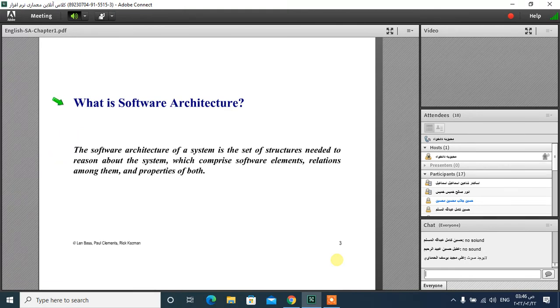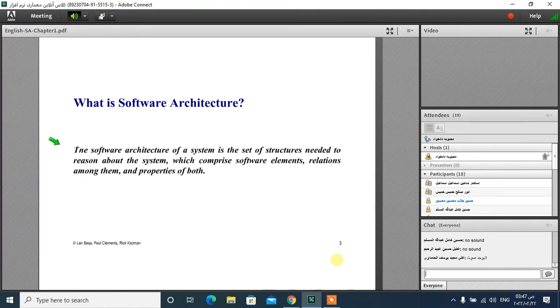So the first subject is what is software architecture. We have different definitions for software architecture in literature, in the books, and in software standards. The main definition that we will use in this course is that the software architecture of a system is the set of structures needed to reason about the system, which comprise software elements, relations among those elements, and properties of both the elements and the relations.